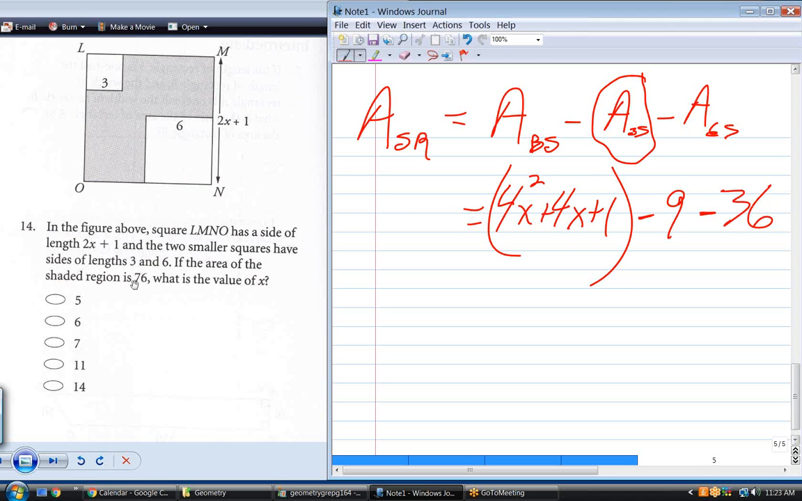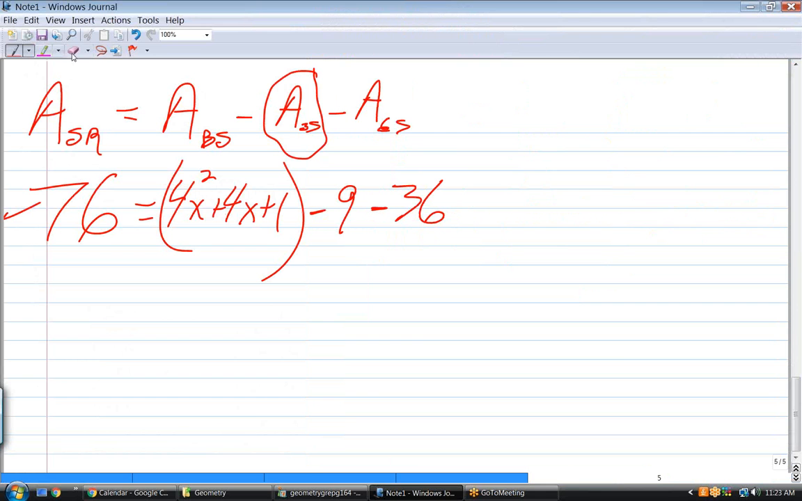Now, the problem actually gives you the area of the shaded region. It says that's 76. So we have to solve for x. I'm now looking at a quadratic, which has nothing but x squared and x and numbers. So I can solve a quadratic like that. Let's do it for practice. That's another thing you cannot get too much practice at, is solving quadratics.